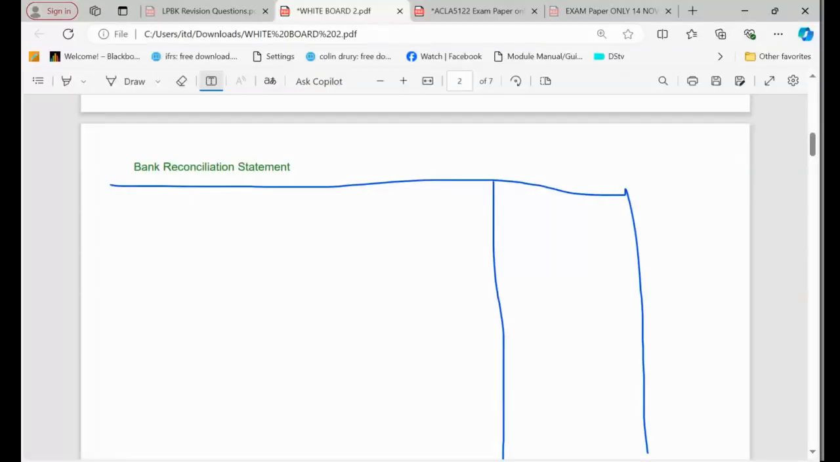The balance as per? What was the date? 31st of October. As per which book? As per cash book or bank statement? As per bank statement. Perfect.